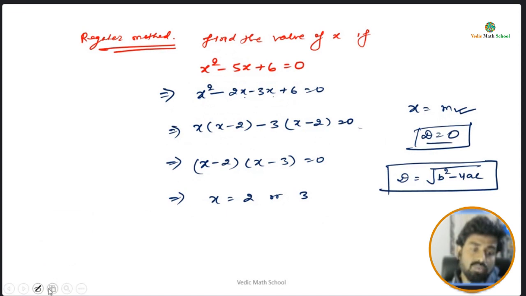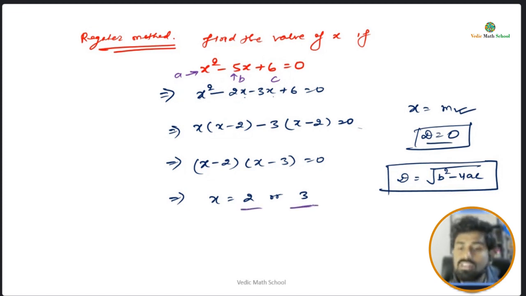Now you may ask what is a, what is b, and what is c. In this equation, the coefficient of x square, which is 1 in this case, is called a. The coefficient of x is called b, and the constant part is called c. When you use b square minus 4ac, you have to take the complete value with the sign as well. So c value is plus 6, b value is minus 5, and a value is plus 1. That is the value you put, and you will get the answer.